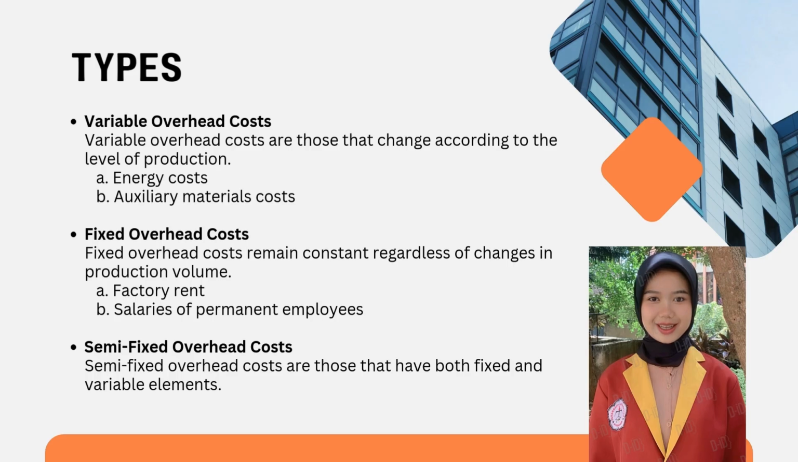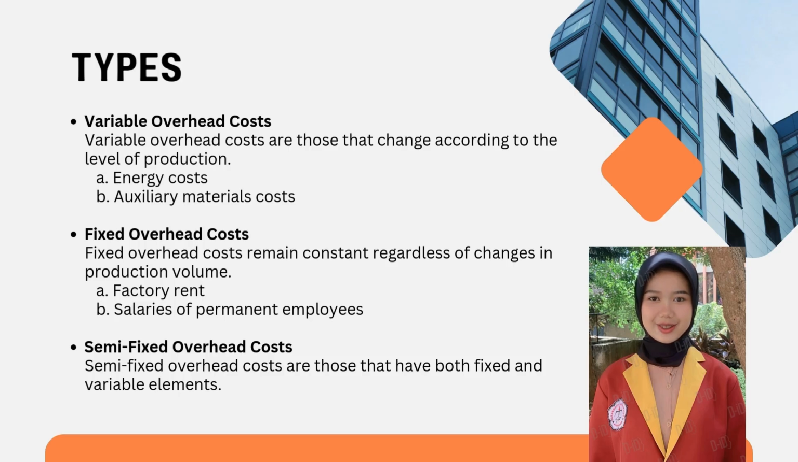2. Fixed overhead costs. Fixed overhead costs remain constant regardless of changes in production volume. These costs are incurred every month or year, independent of production levels. Examples of fixed overhead costs include factory rent, which is paid regardless of the amount of product produced. Salaries of permanent employees, such as managers or supervisors working in the factory, whose salaries do not depend on the number of products produced.